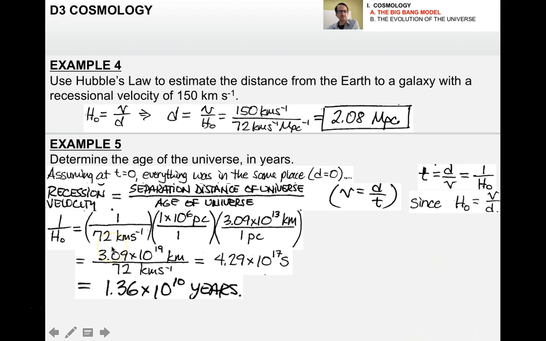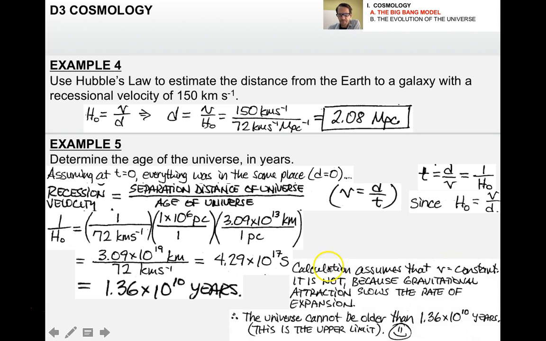But you'd get a similar answer if you use 67.8, which is what we're using now in the IB. And you get eventually that 1 over H naught is 1.36 times 10 to the 10 Earth years, all right? So this calculation makes a couple of assumptions. Number 1, it assumes that the recessional velocity is constant, and of course it isn't because gravitational attraction has been slowing the rate of expansion, it's thought. Now the universe can't be older than 1.36 times 10 to the 10 years. This is the absolute upper limit of the age of the universe by using Hubble's law.